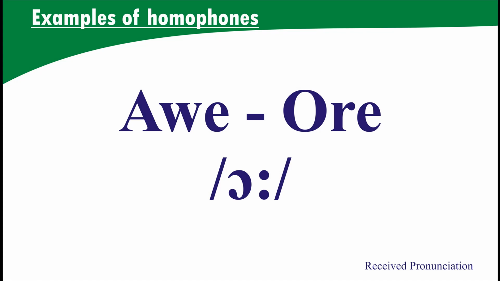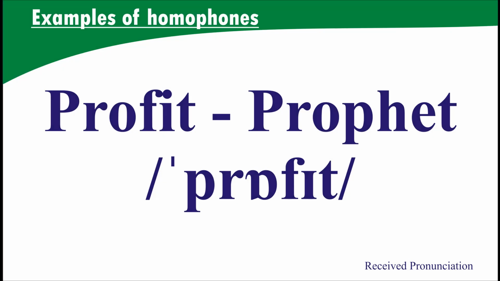The fourth pair of homophones that you may never believe are homophones is profit and prophet, P-R-O-F-I-T and P-R-O-P-H-E-T. Both words are transcribed the same way. The explanation behind the second one is that the letter E just before the T appears in an unstressed syllable. So the letter E, instead of giving us the E sound, gives us the schwa sound because it occurs in an unstressed syllable. Therefore, we have profit.